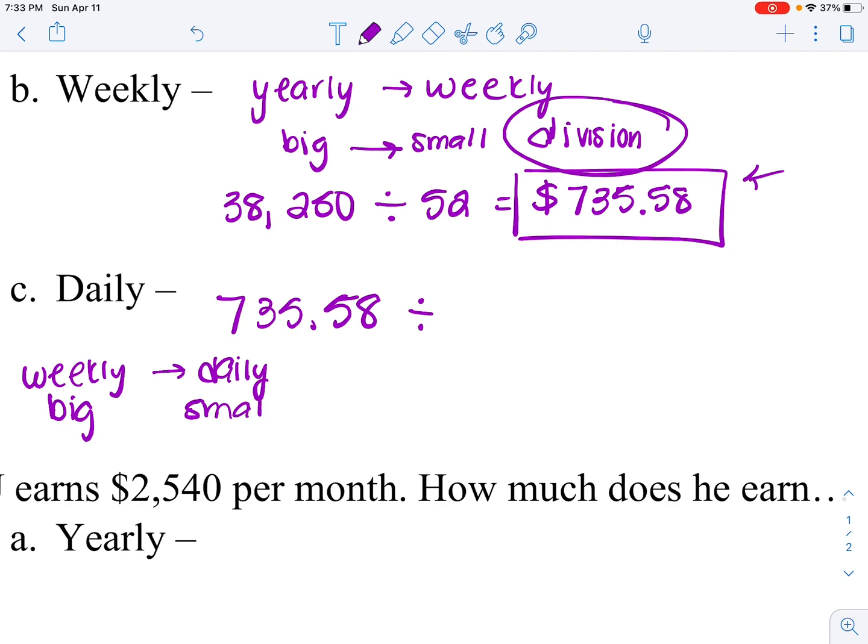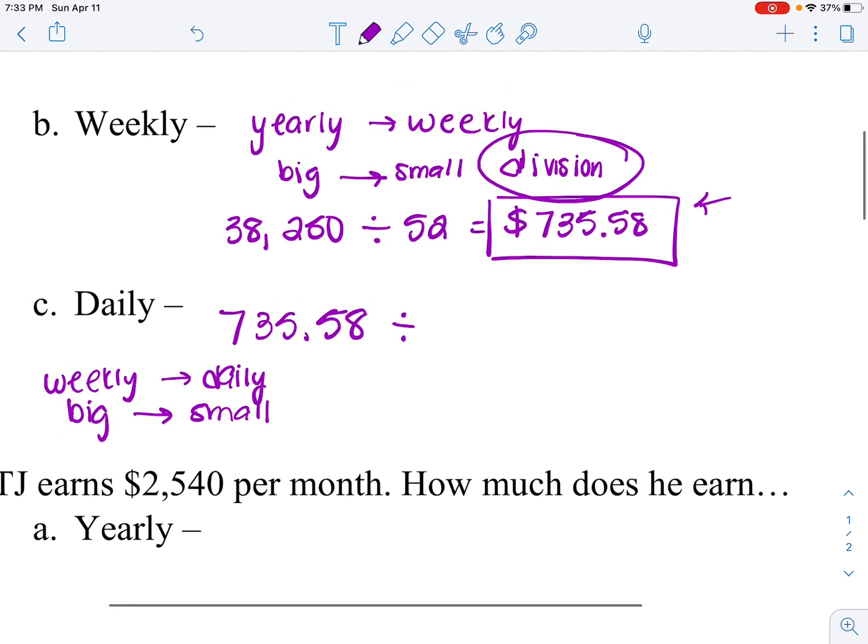So for all of these, we've used division. So this time, though, we're going to divide by how many days there are in a week, which we all know should be 5. Now we're talking about a work week. We're not talking about a regular week. Okay, so we're going to go to our calculator once again, and we're going to divide this.